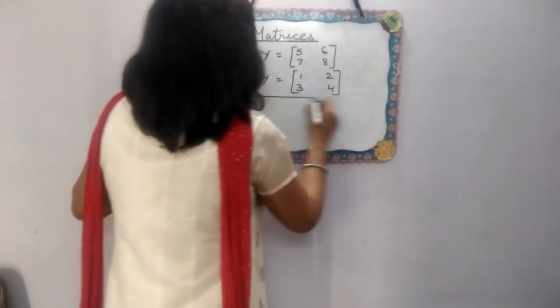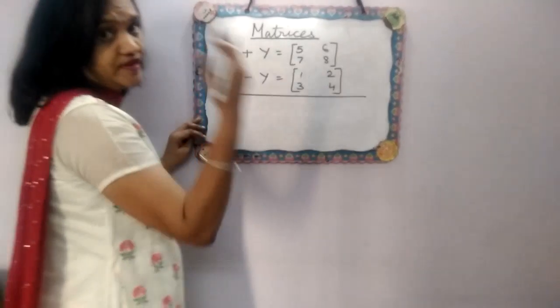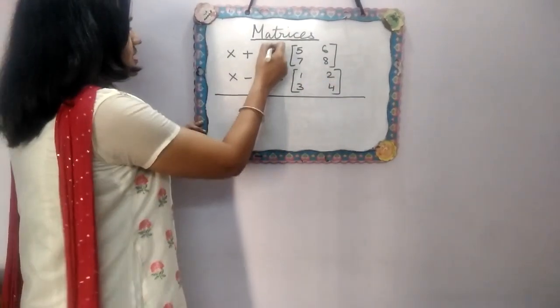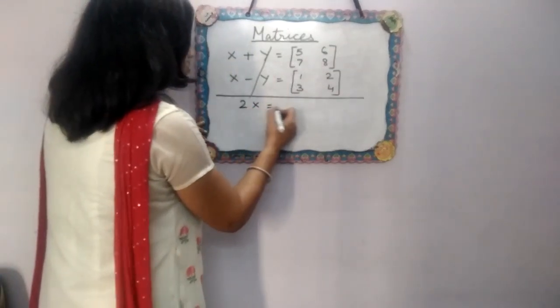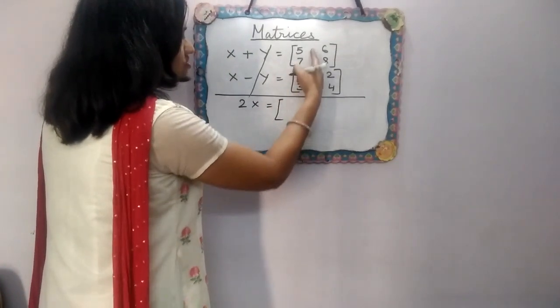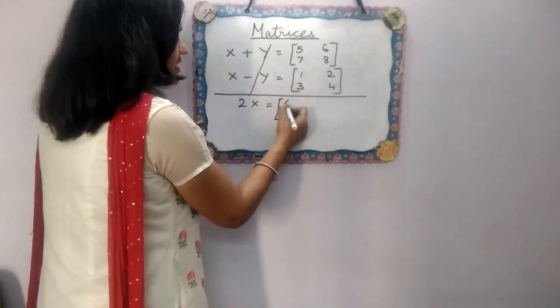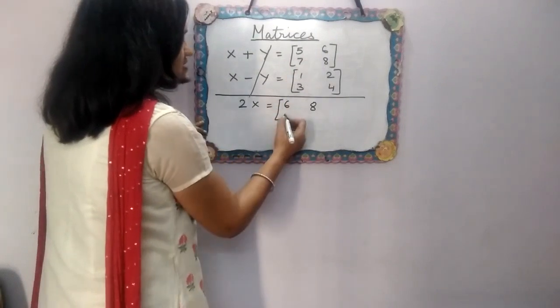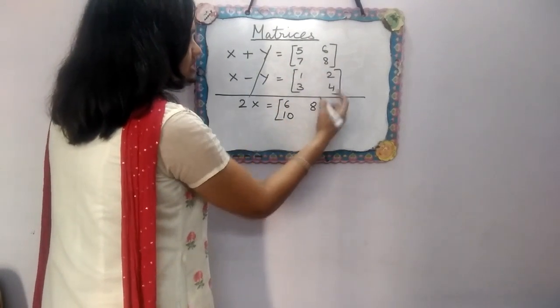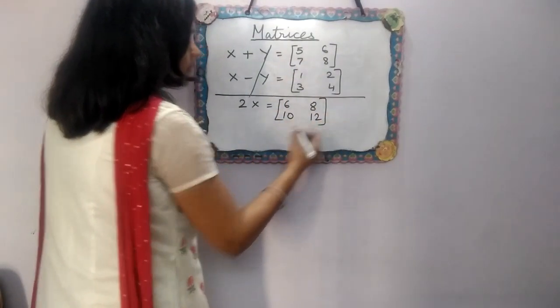If we add the two equations, plus y and minus y get cancelled, x plus x gives 2x. And if you add these two, 5 plus 1 gives 6, 6 plus 2 gives 8, 7 plus 3 gives 10, 8 plus 4 gives 12.